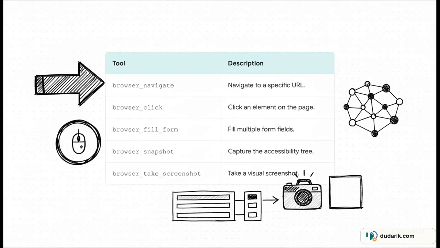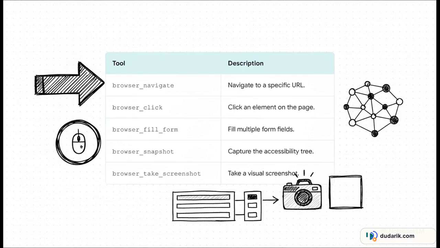So here's a little taste of what you get. The AI gets this whole suite of actions. Of course, you have the basics, right? Navigate to a page, click a button, but you also get more powerful stuff, like filling out entire forms at once. And yeah, it can even take a regular old screenshot for those times you just need to see what the page looks like.